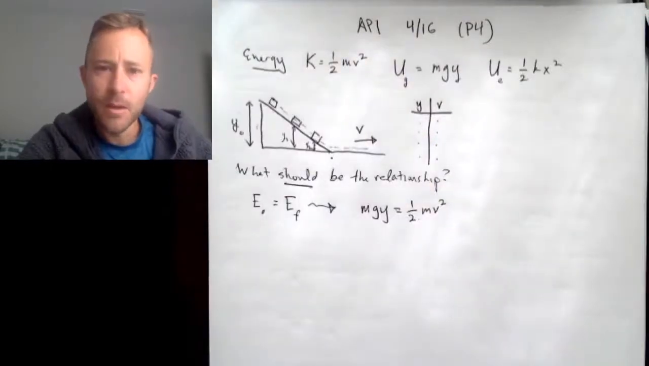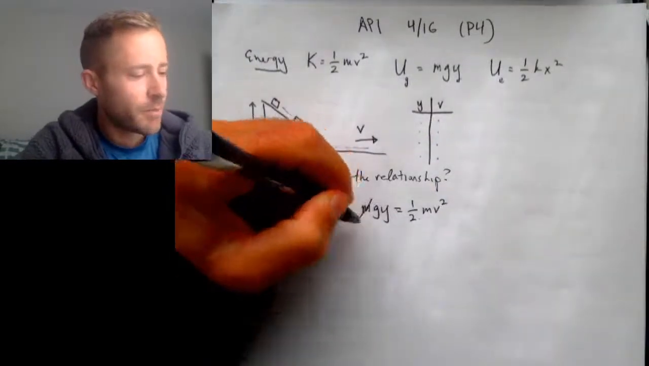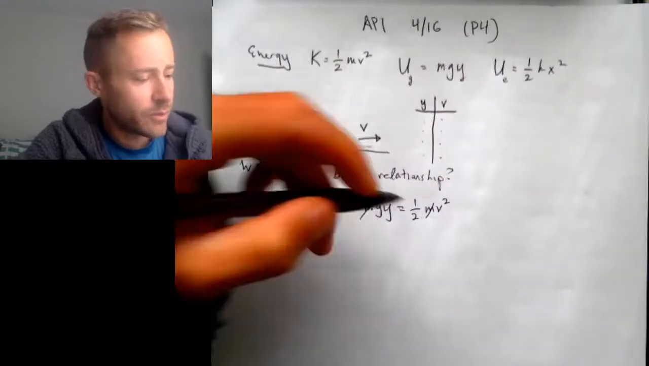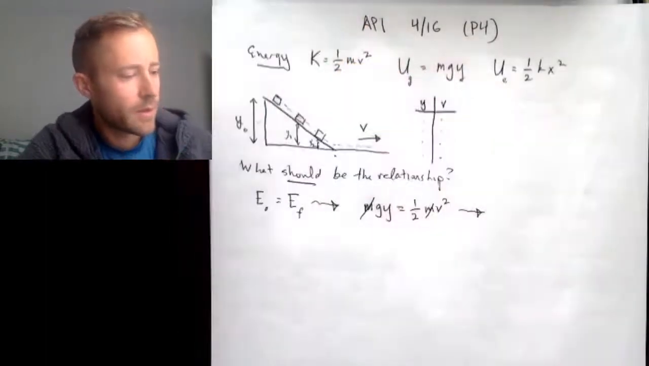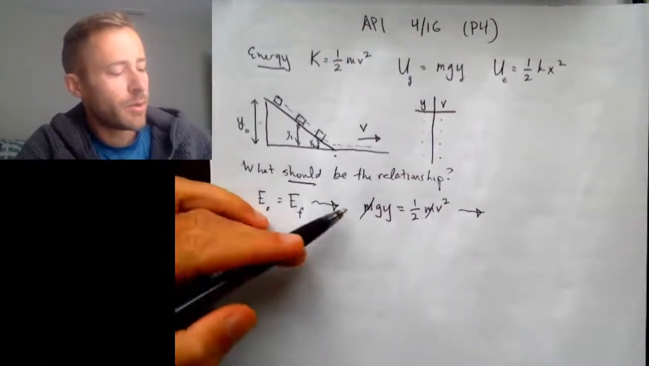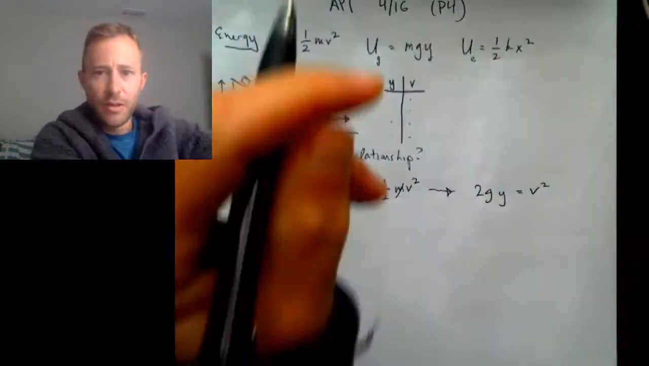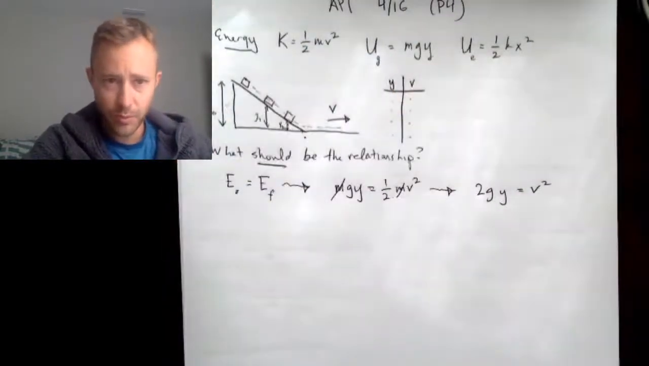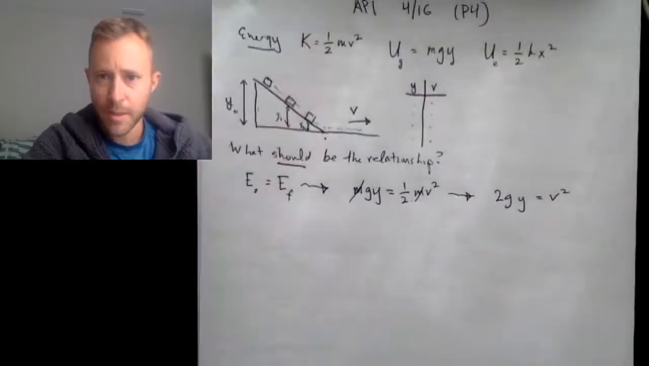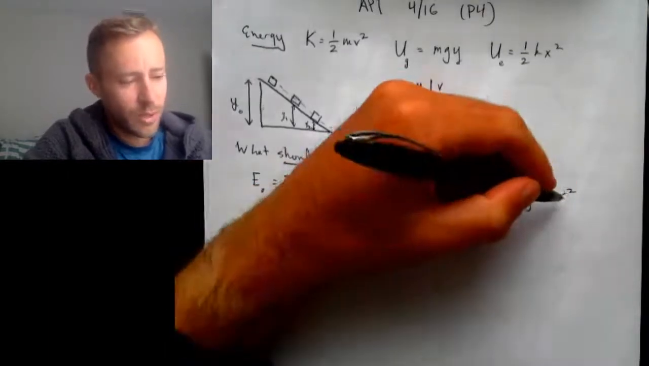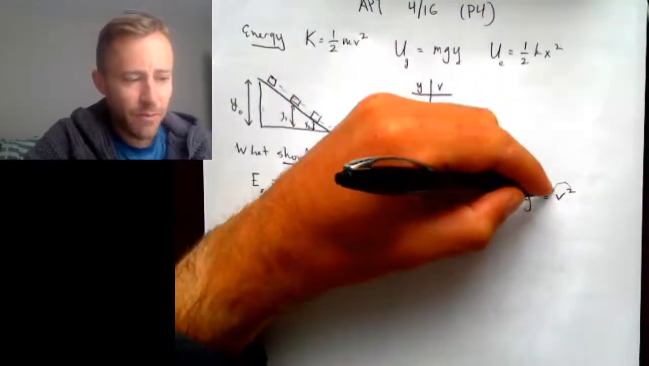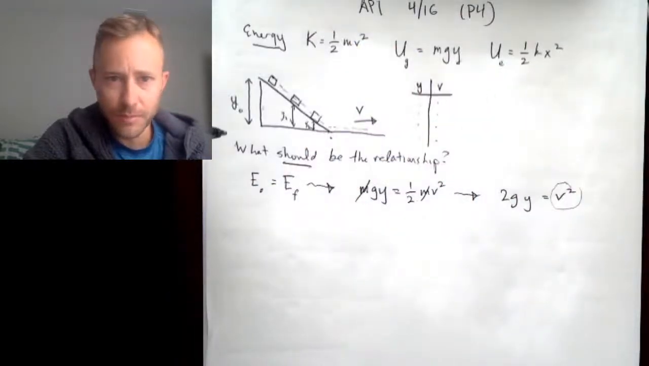All right. We cancel out the mass, and I could also multiply both sides by 2. All right. And then we get 2gy equals v squared. All right. So this is the theoretical relationship between the variables. Okay. So we can see that v squared naturally appears in the equation.